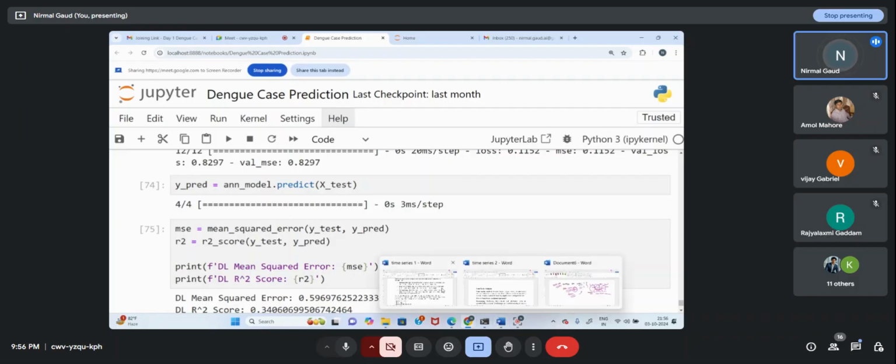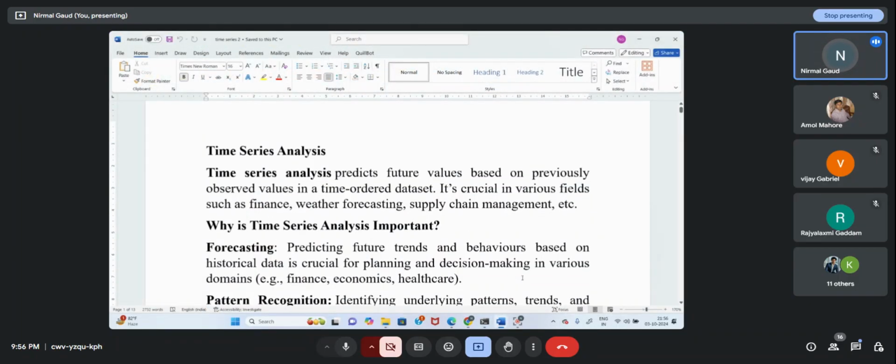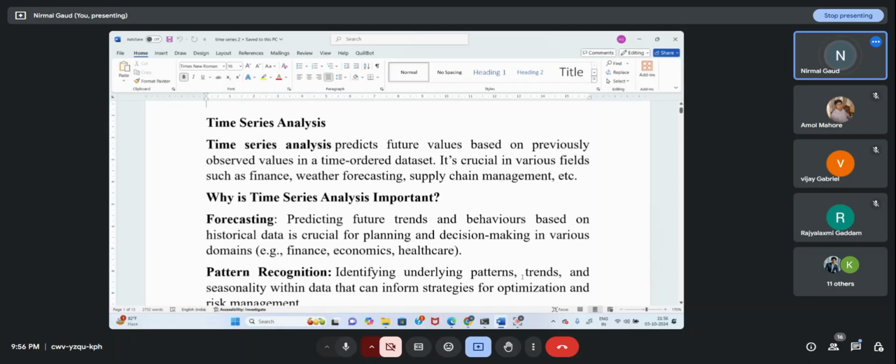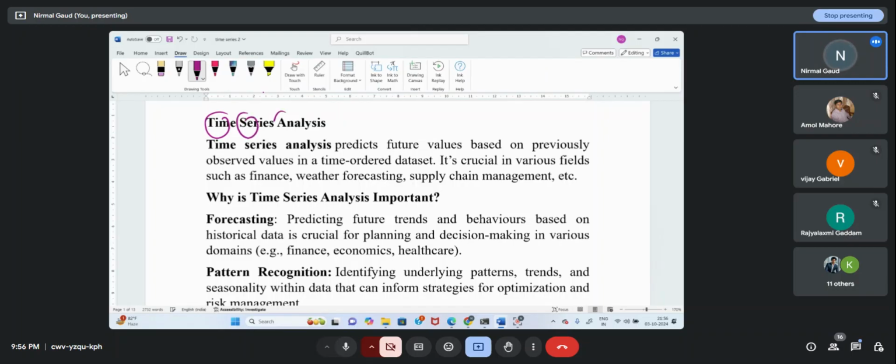Fine. And then I was asked, sir, can we talk about some time series also? So I included some notes related to time series because our project at 5 is over. Okay, so I included time series to have a discussion. See, time series, I think it's like trend analysis.